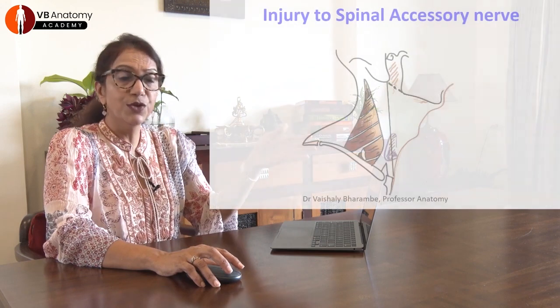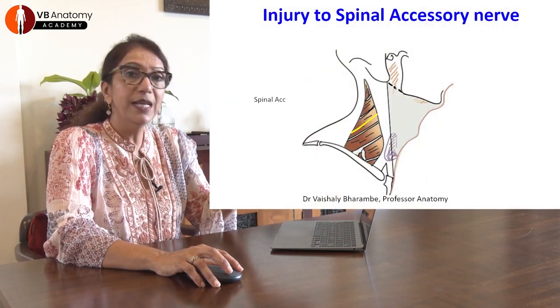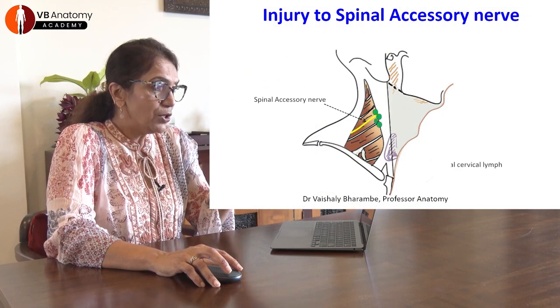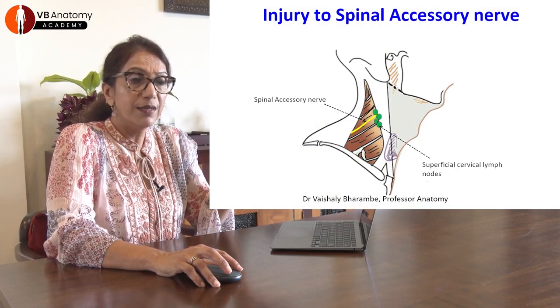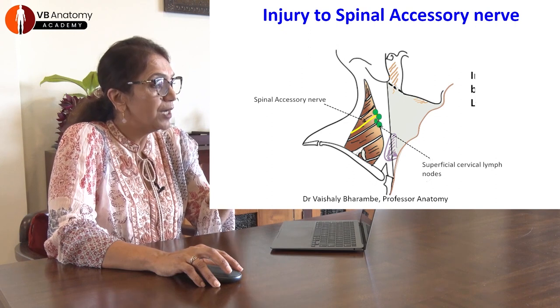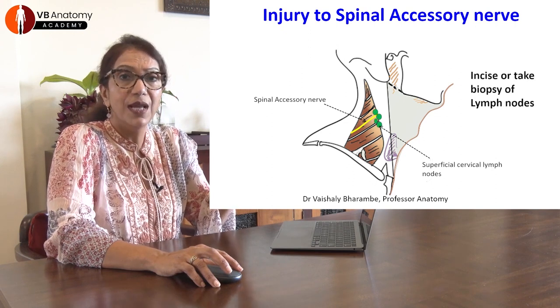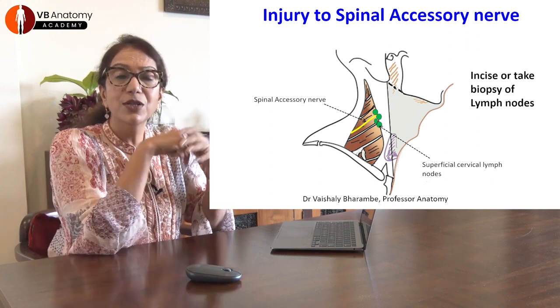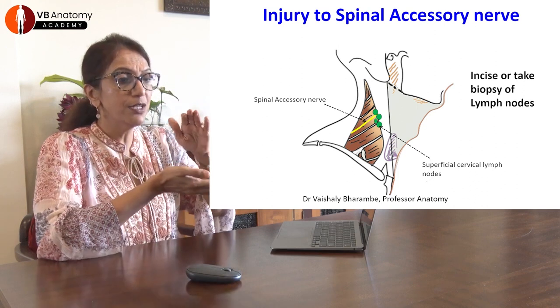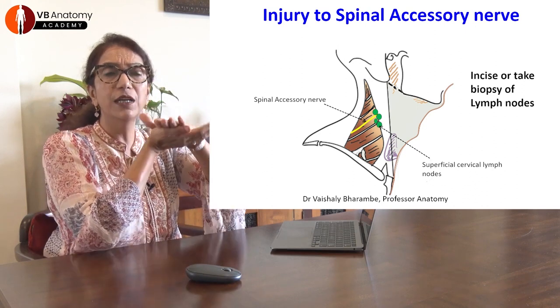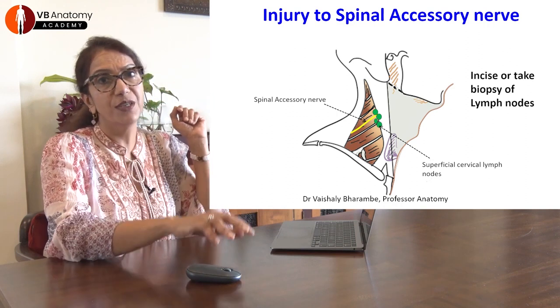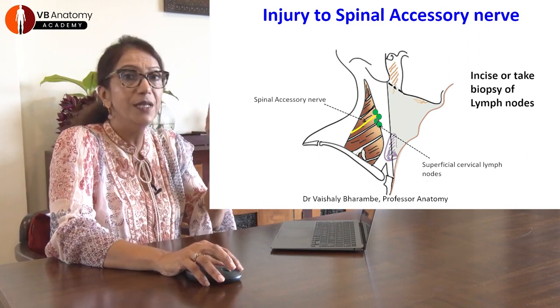Here you are seeing the posterior triangle, you are seeing the spinal accessory nerve. Okay, and these are superficial cervical lymph nodes found around it. Now just imagine that you are trying to take a biopsy of these lymph nodes. At the time when you are taking a biopsy, it is very likely that you will damage the spinal accessory nerve, which is very flush with the investing layer of deep cervical fascia, which forms the roof of posterior triangle. So this is a common injury which must be watched out for.